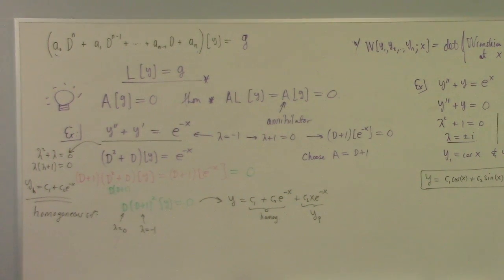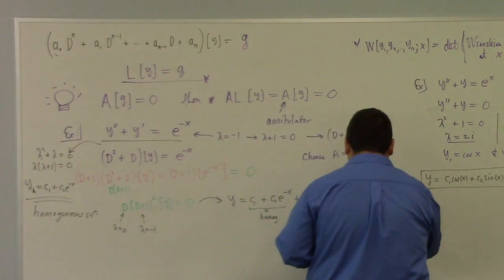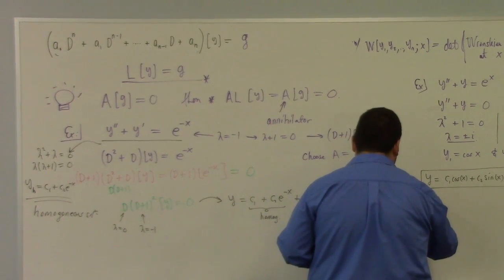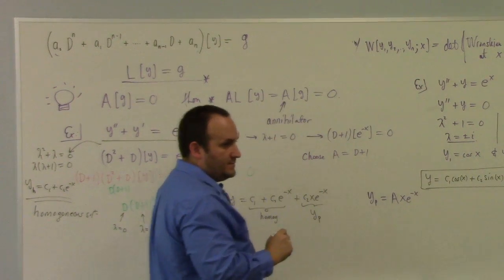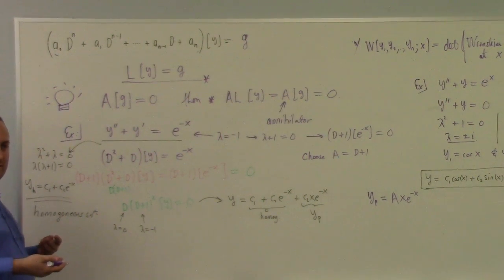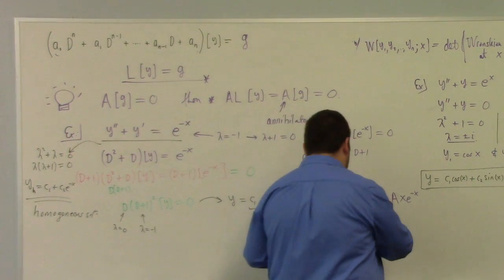So the method of annihilators tells you what's the right kind of guess to make for the particular solution. Then what you have to do? We have figured out that yp has the form a x e to the minus x. In order to figure out what that a is, I have to differentiate it and plug it back into the differential equation. So yp prime is what?